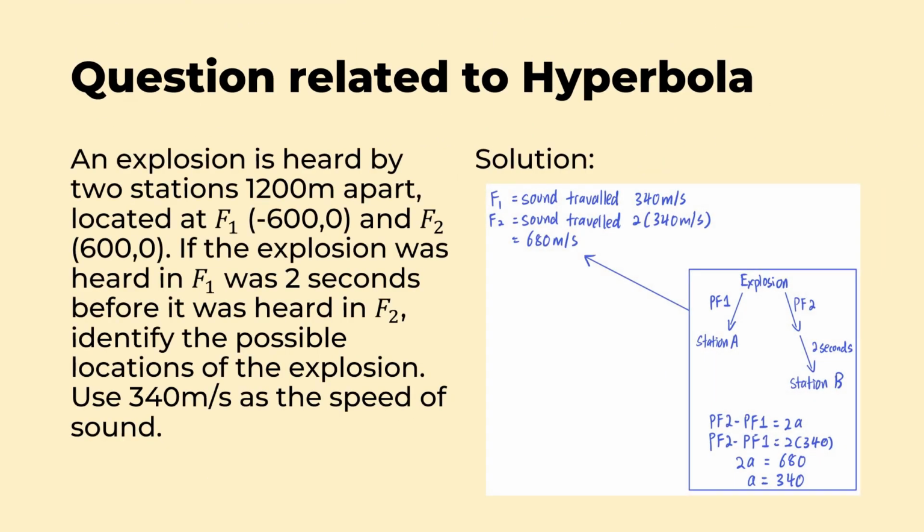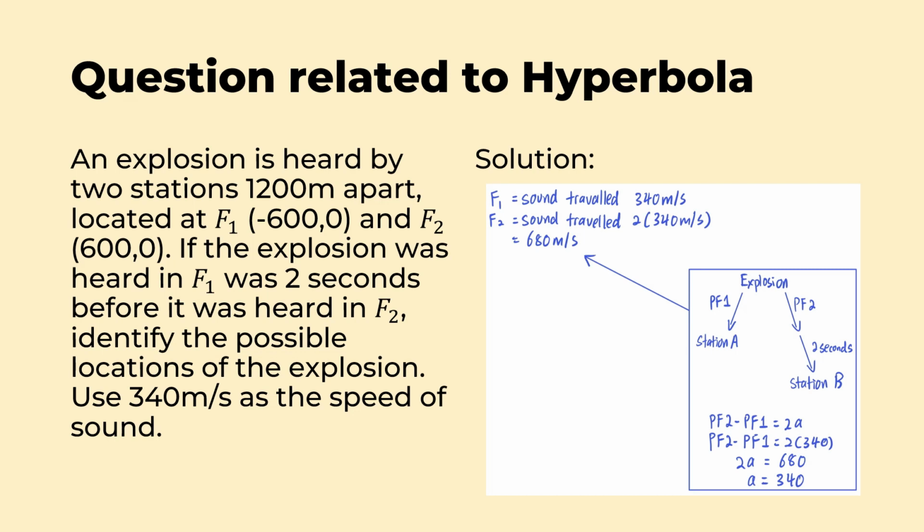So this is the question related to hyperbola. An explosion is heard by two stations, 1,200 meters apart, located at F1, with coordinates (-600, 0), and F2 at (600, 0). If the explosion heard at F1 was 2 seconds before it was heard at F2, identify the possible locations of the explosion, and we should use 340 m/s as the speed of sound. So we have 2 points, F1 and F2. The main difference is how long it took for them to hear. So the first one, F1, heard it at the speed of sound, which is 340, but F2 heard it 2 seconds later.